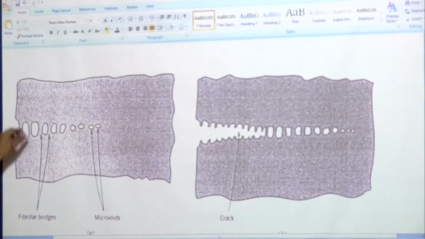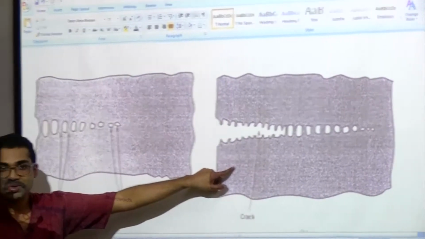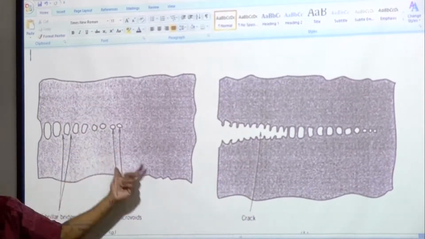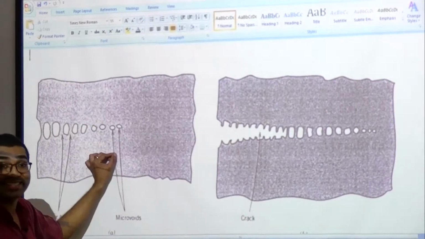Alright. Now think about it. If I had more and more bridges, would it be easy to open this up? No, it wouldn't be easy, right? So if I had alignment, for example, along this, then it would actually mean that I have lots and lots of bridges.